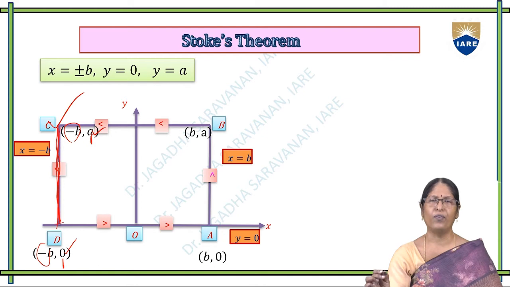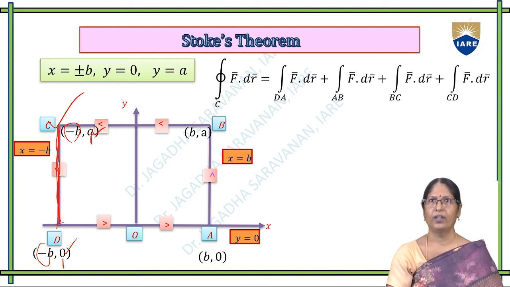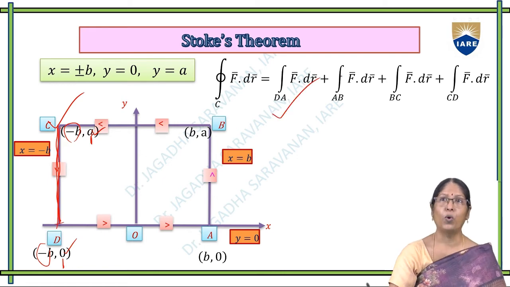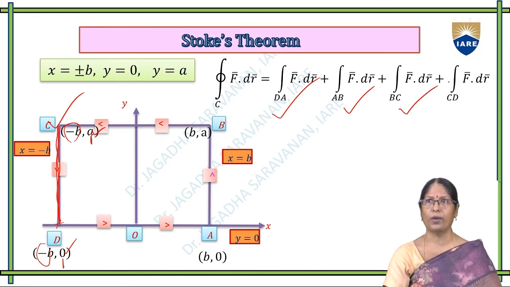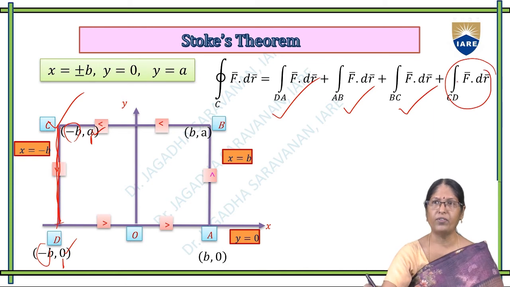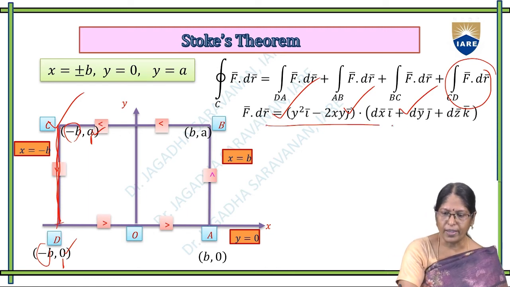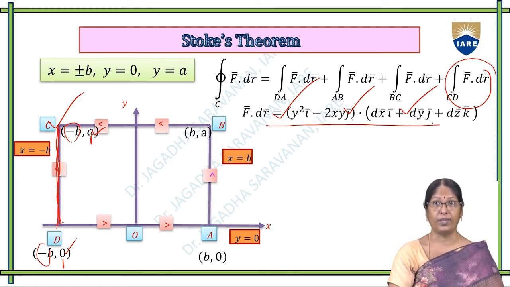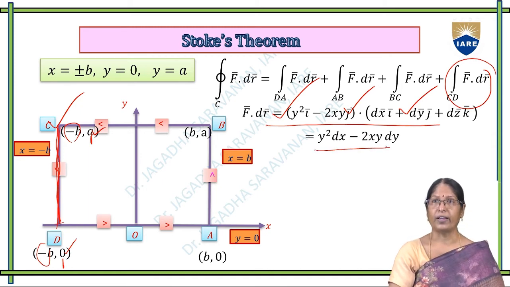It is a very simple way, looking at the diagram, we can write it. So now this we got the value 0, this we got minus a square b, this minus 2a square b. Now we are calculating along CD, that is f dot dr. That already f dot dr, which is here, is y square dx minus 2xy dy.